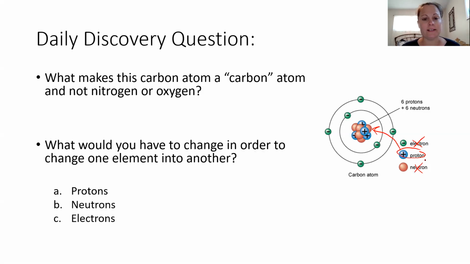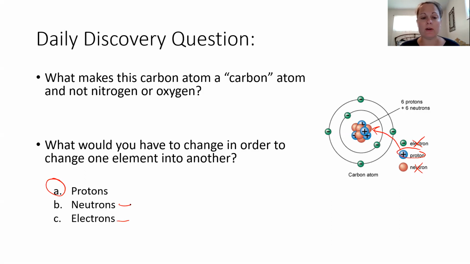So my next question is, if you wanted to change carbon into another element, would you have to change A, the proton number, B, the neutron number, or C, the electron number? And hopefully we are thinking A, you would have to change the proton number. What we've learned in the past is we can change the neutron number, but that just doesn't create a new atom. It creates what's called a new isotope.